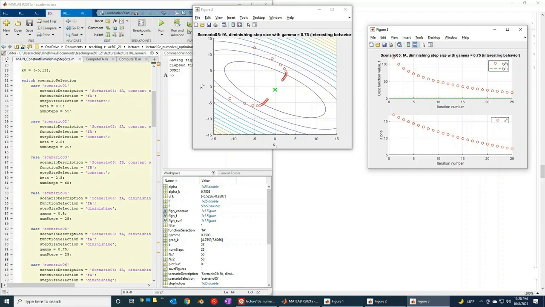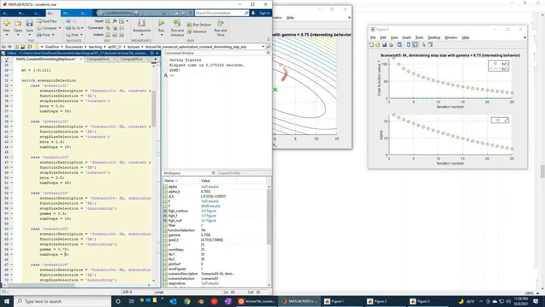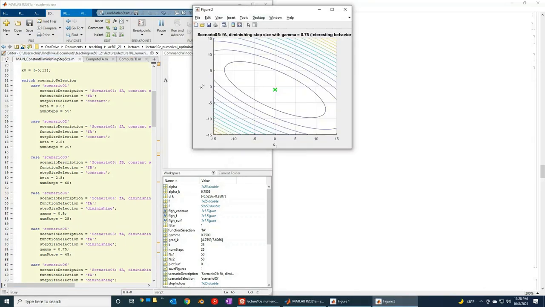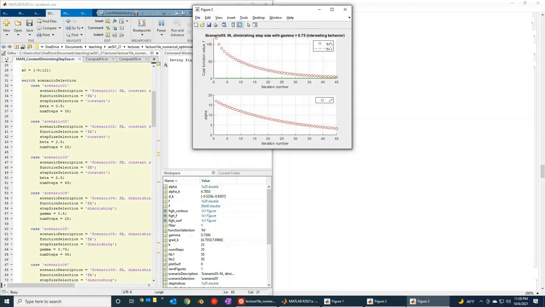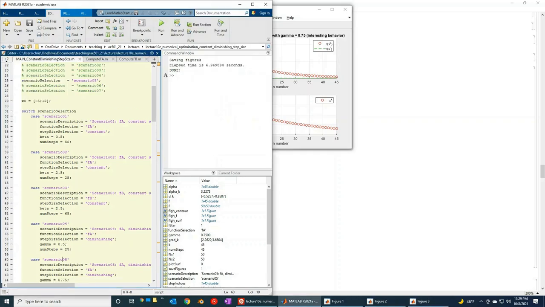So if we crank this up instead of 25, let's make it, I don't know, 45 iterations, run this again. And it's getting, as you can see, it's getting there. So this is kind of working, right? The cost function value is still going down. Now, let's crank that up even further.